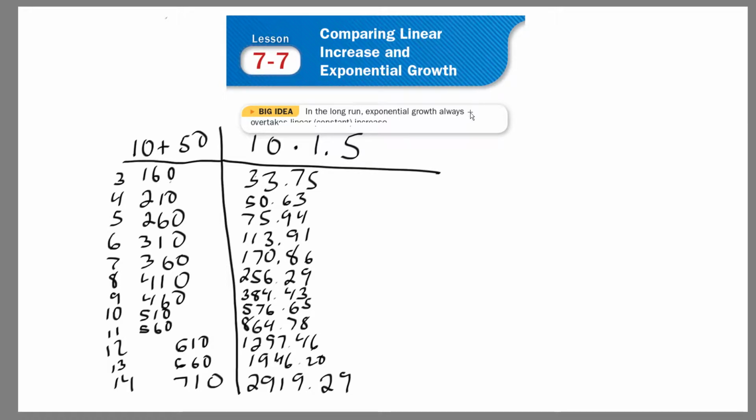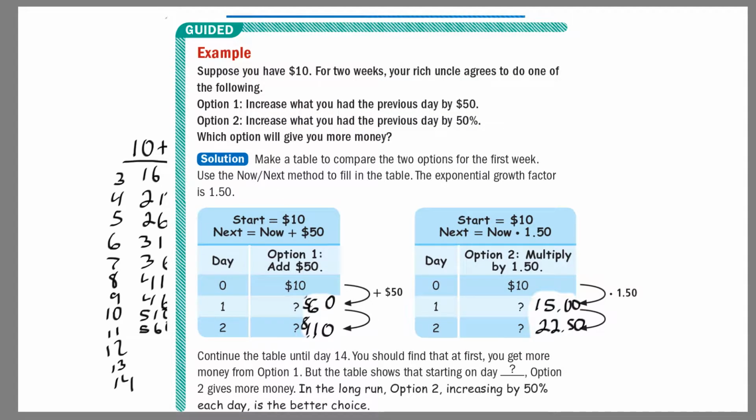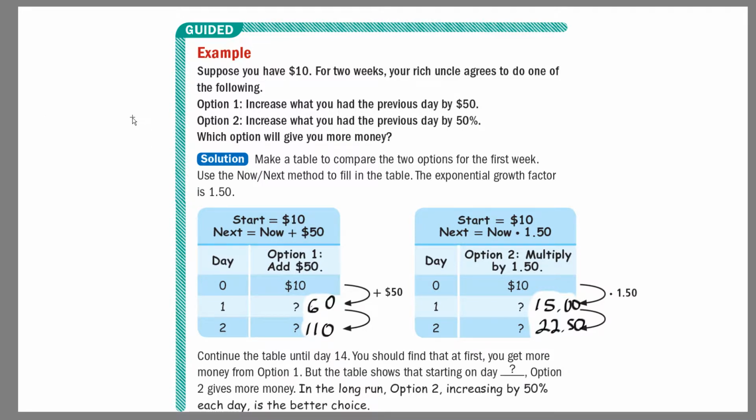Takes us back to that big idea here that in the long run, exponential growth always overtakes the linear increase. So to answer the question for this particular problem, the table shows that starting on day, which day was that? Looks like around day 10, option 2 begins to give us more money. And in the long run, option 2, increasing by 50% each day, is the better choice. So you should be comfortable with the next-now calculation, being able to run out a quick series like that to compare something. Let's take a look at the same problem and look at it graphically.